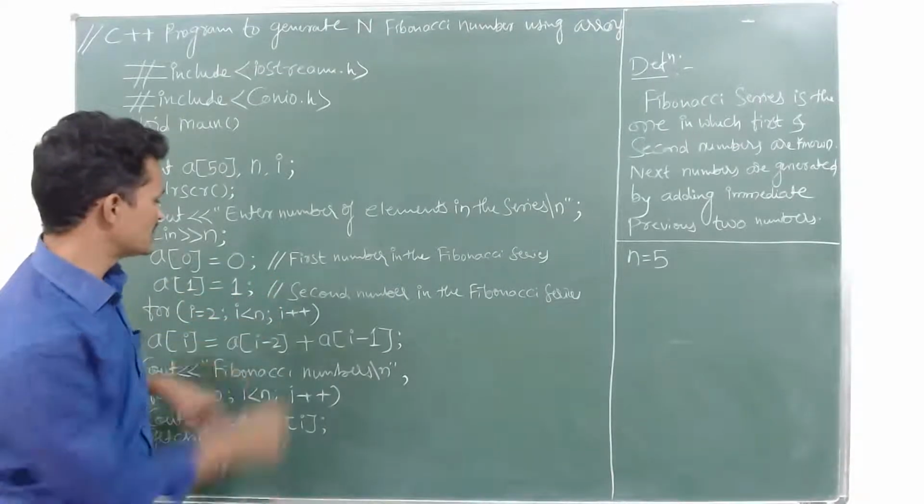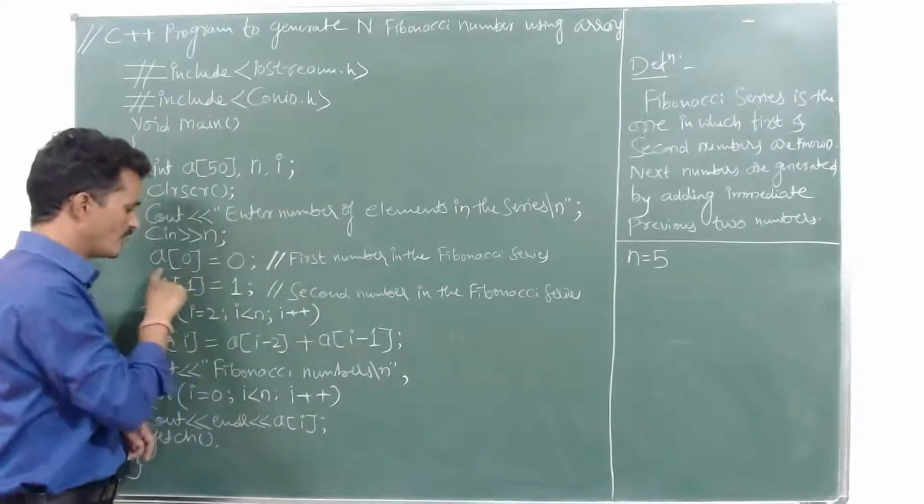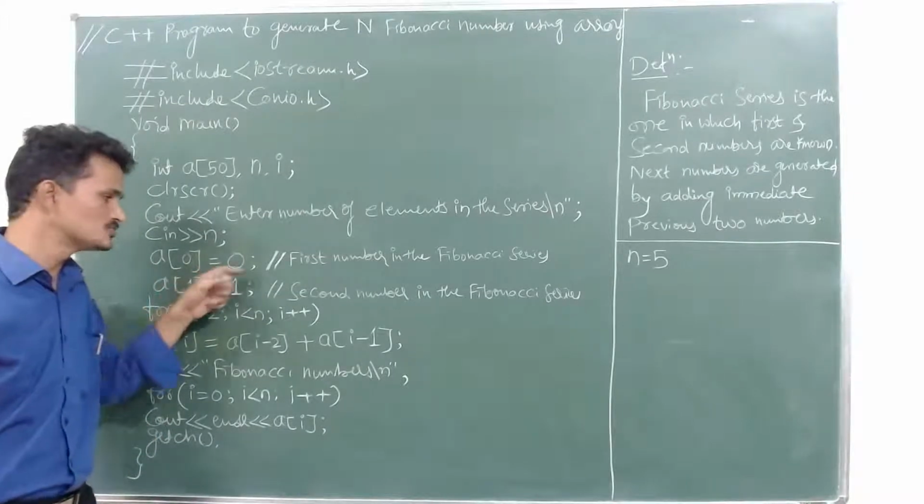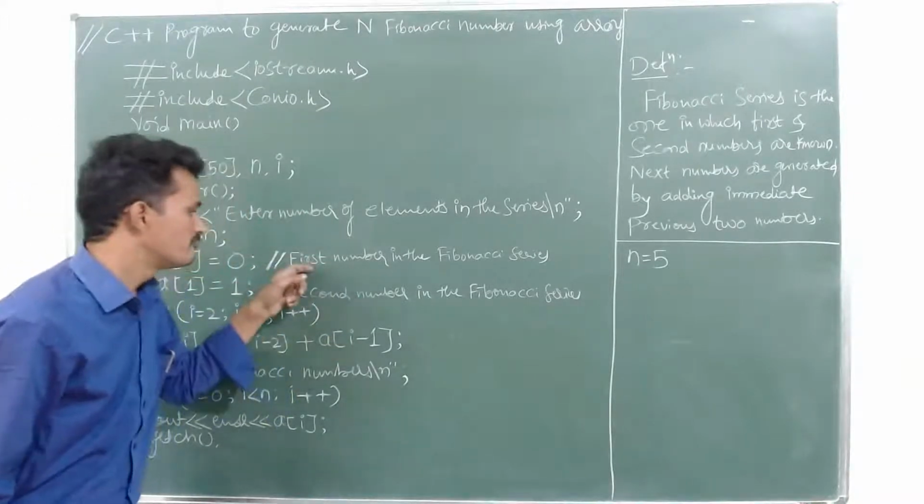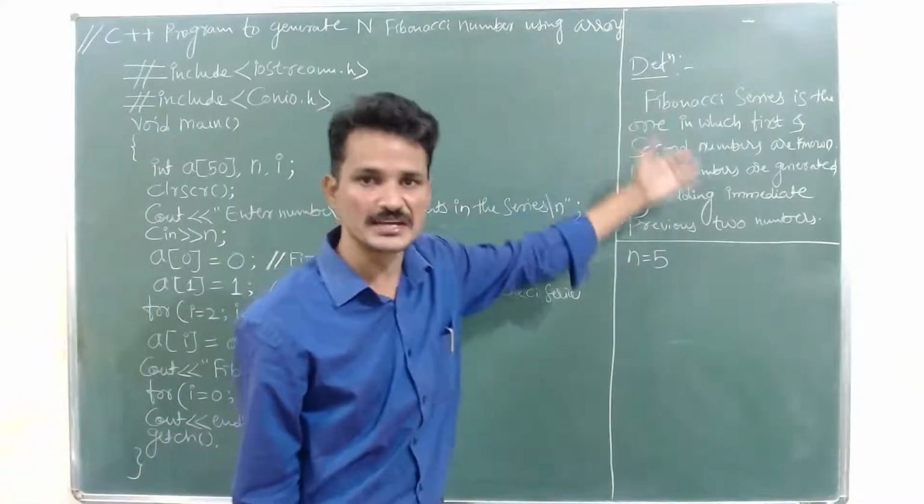Okay. Have a look here. I just wrote a comment line here for understanding purpose. Why did we write this statement? A of 0 is equal to 0. That is nothing but the first number in the Fibonacci series. That is what we discussed in the beginning of this class.